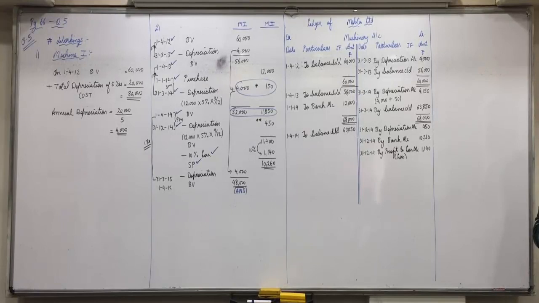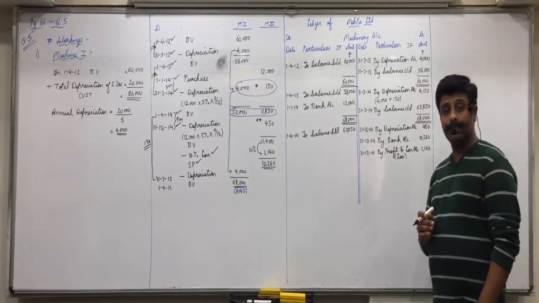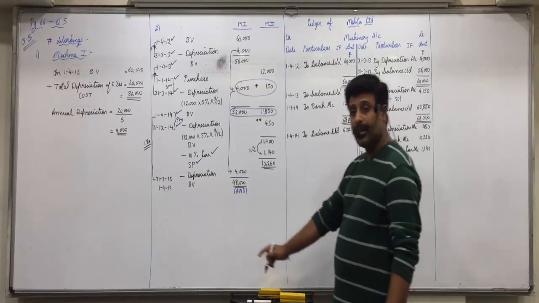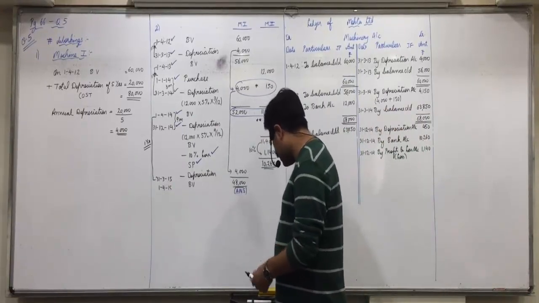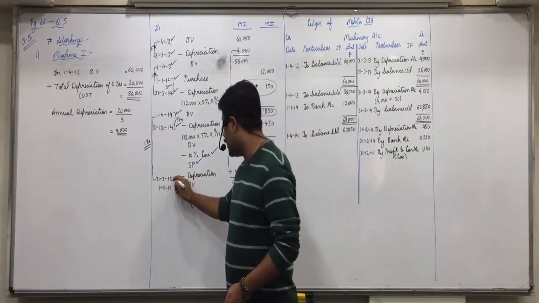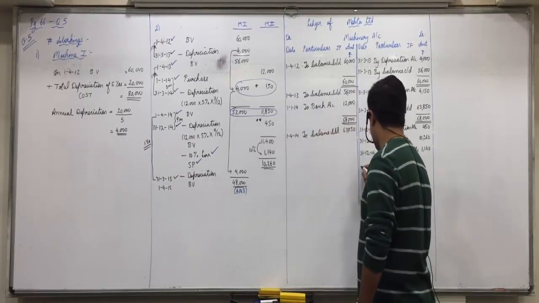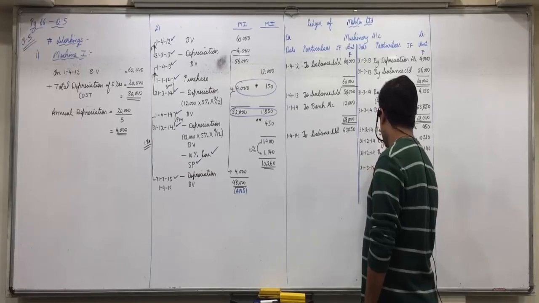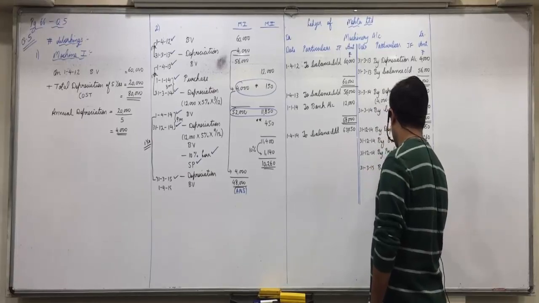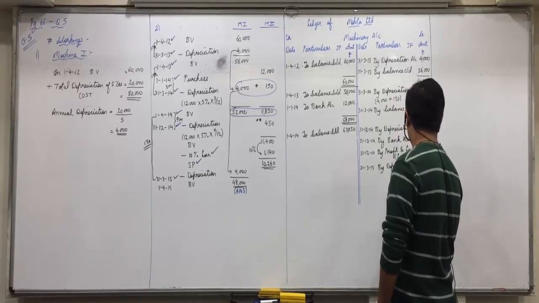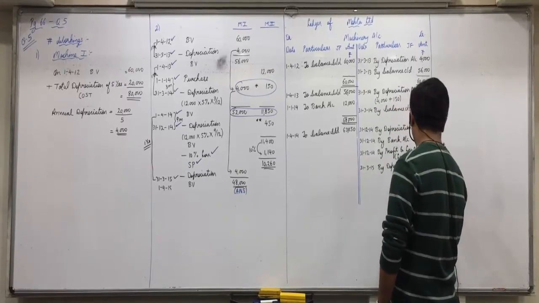Then Atifa, what next? By depreciation account 4,000. Correct. 31/3/15 again depreciation will come on credit side. So 31/3/15 again depreciation on credit side, by depreciation account 4,000.